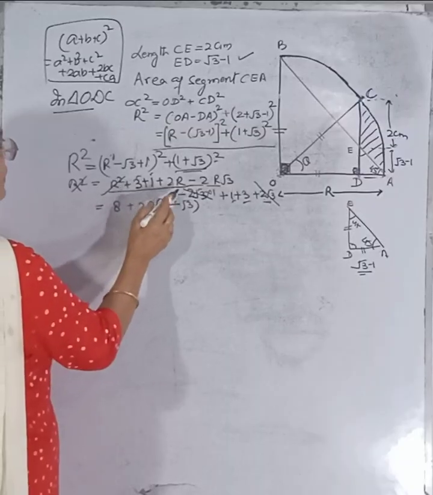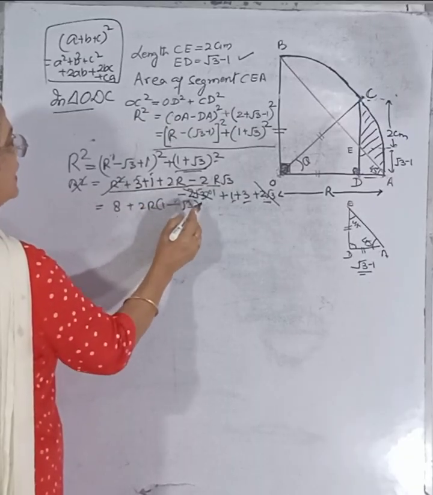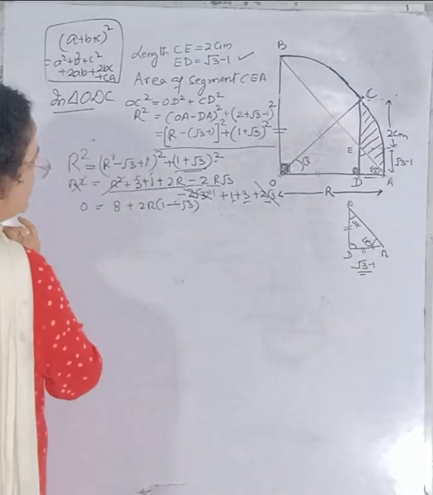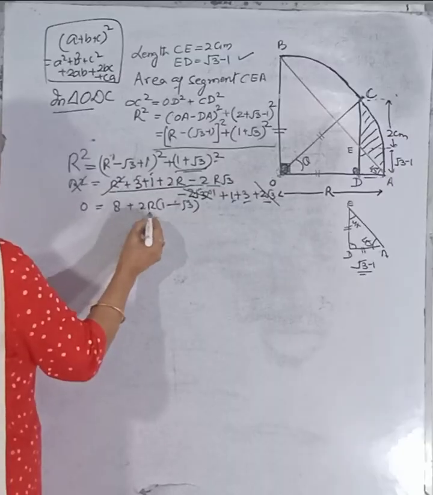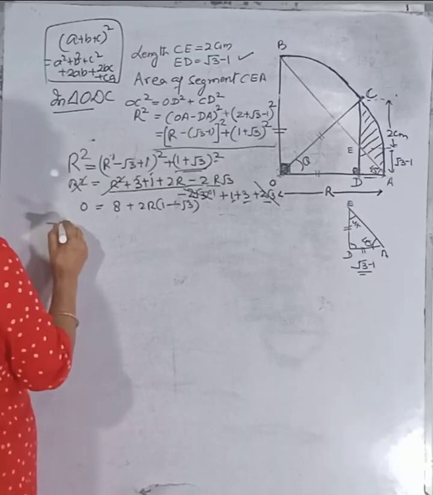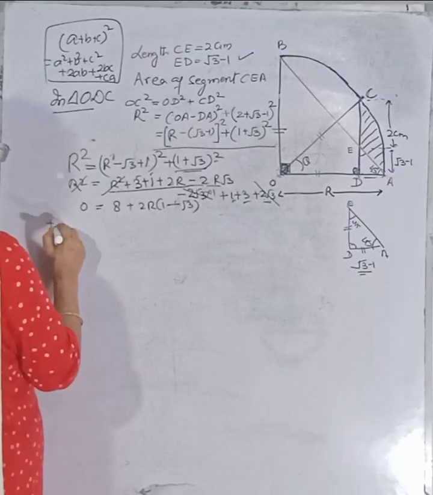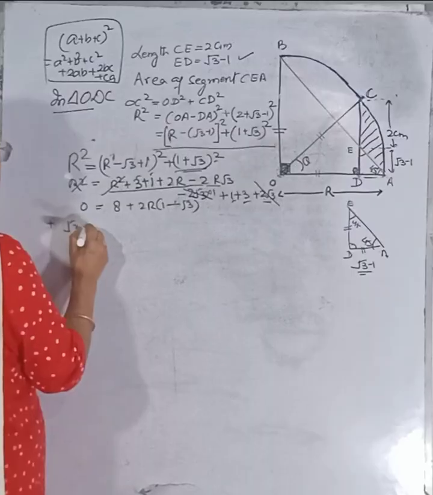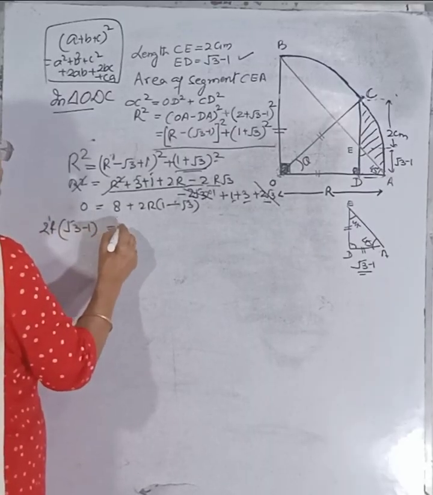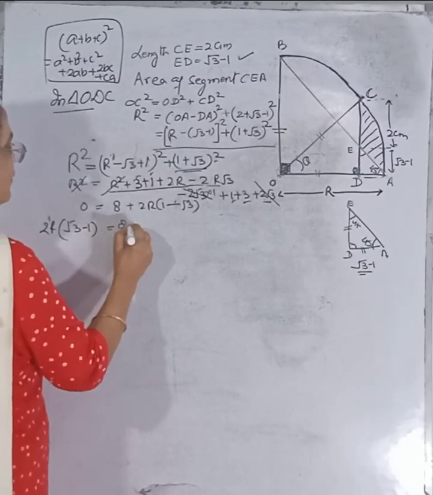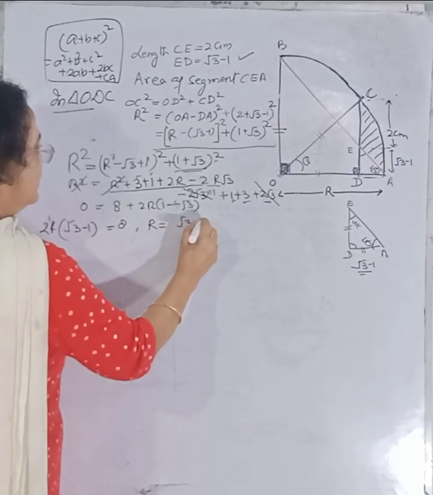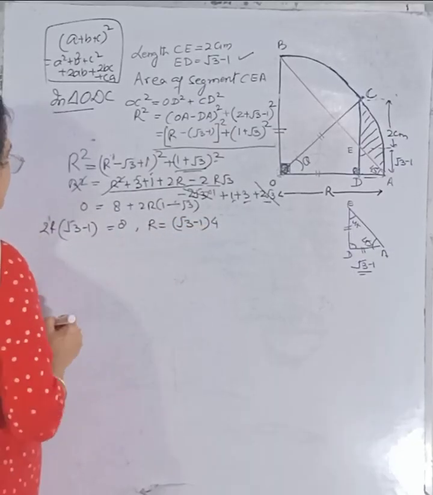8 plus 2R taken common, 1 minus root 3, is equal to 0. Now bring it to the left-hand side. You get minus times, or plus times, root 3 minus 1 into 2R is equal to 8. It means R will be equal to 8 upon root 3 minus 1, into 4.